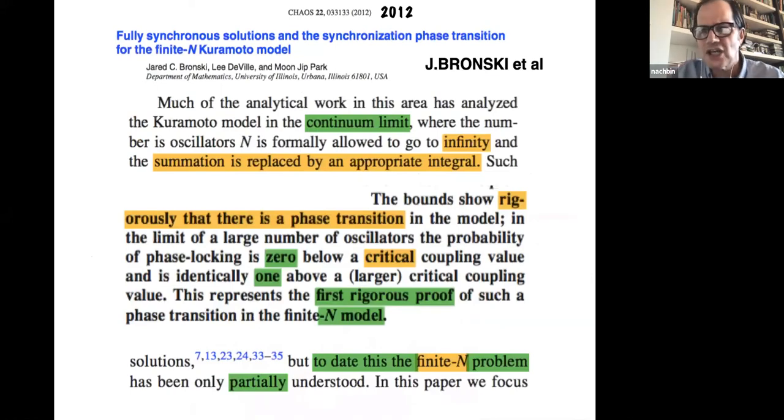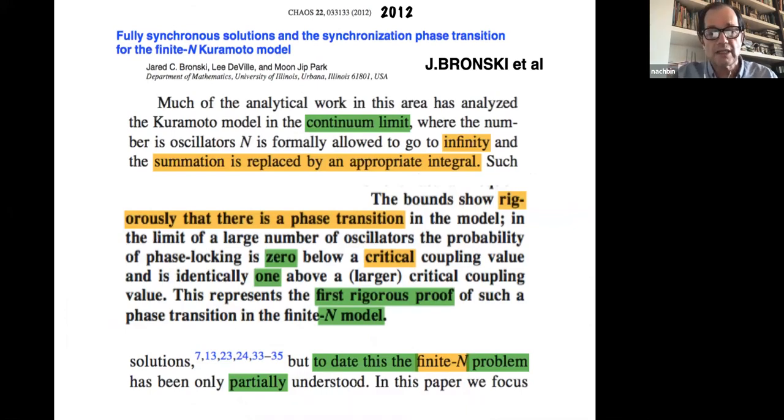And there's much analysis of current interest in this problem. I got this, for example, paper by Jared Bronsky, a good friend, a brilliant mathematician, that basically has been working on this. And you see fully synchronous solutions and synchronization for the finite n Kuramoto model. Most of the proofs of when it phase locks, when it doesn't, and so on, are for large n and use a little bit of statistical mechanics technology.